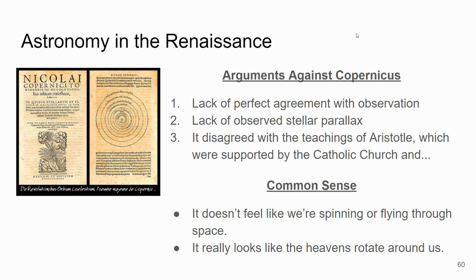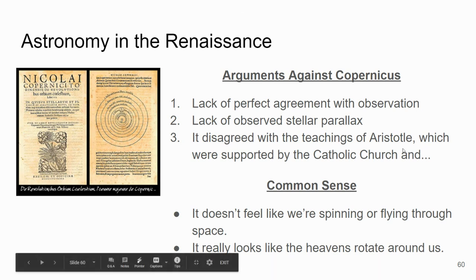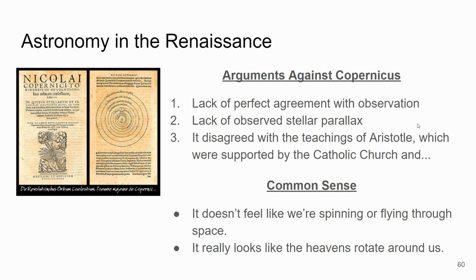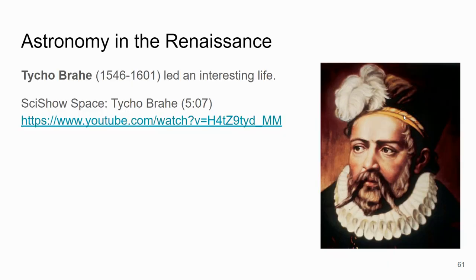It doesn't seem like we're spinning around here in Pennsylvania. It doesn't seem like we're flying 800 miles an hour to the east right now, but we actually are. And the entire planet is going around at tens of thousands of miles per hour around the sun. So that's totally true, but it doesn't seem that way. So, yeah, common sense was kind of on the Ptolemaic and the Aristotelian model side, even though those things are both wrong. And then we get to Tycho Brahe.